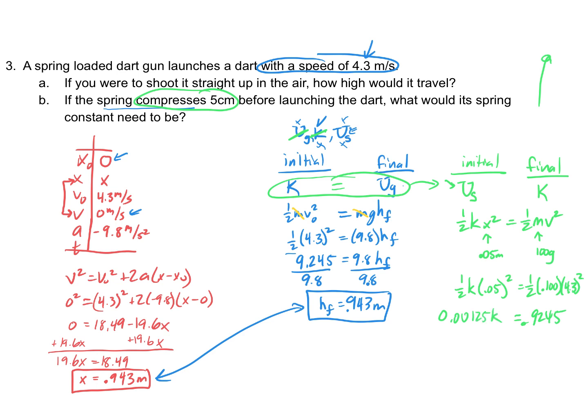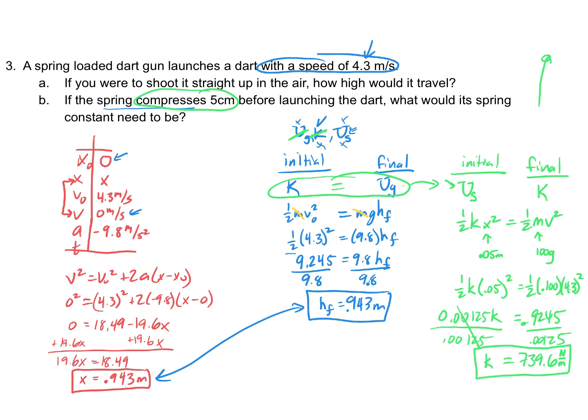0.00125k. And then I can divide both sides by that 0.00125. And I get 739.6. Now, we haven't talked about the spring constant very much, but the spring constant has some interesting units. It's newtons per meter. All right, and that's the unit for spring constant.